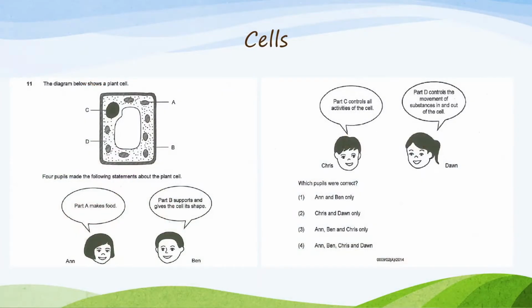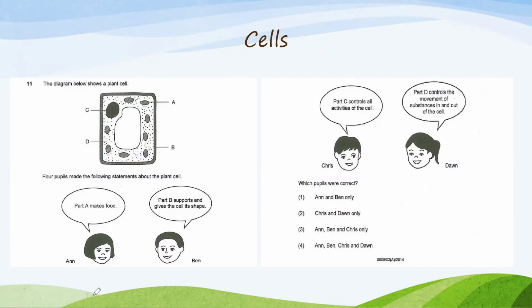The diagram below shows a plant cell. 4 pupils made the following statements about a plant cell. So we have a picture of a plant cell, which is not labeled, by the way. And instead, they've given us A, B, C, and D. And the question is we have to choose which of the pupils made a correct statement.